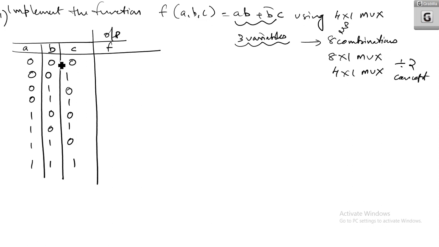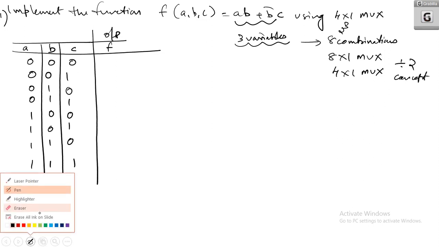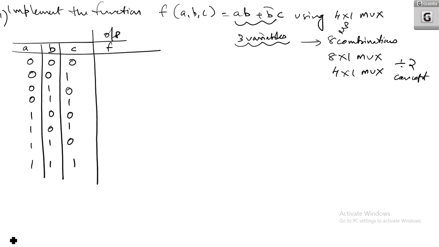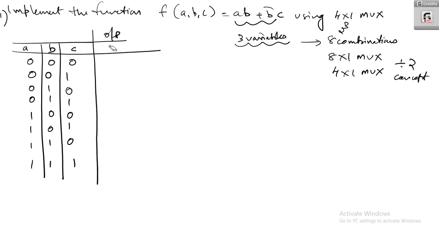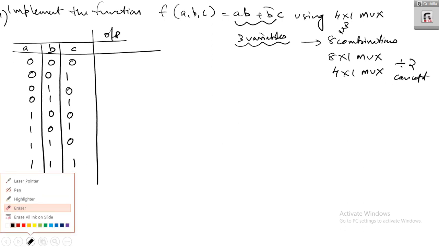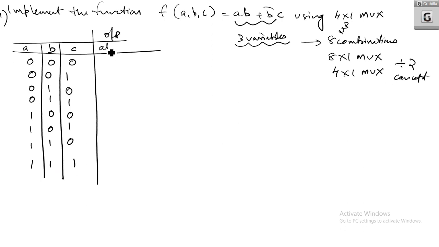Now, coming into AB or B bar C. In the first case, what do you get? That is the question, right? First I will take this output separately, in a different track. So, this AB. What is AB? 0, 0, 0, 0, 0, 0, 1, 1.